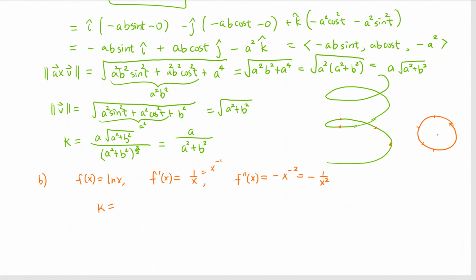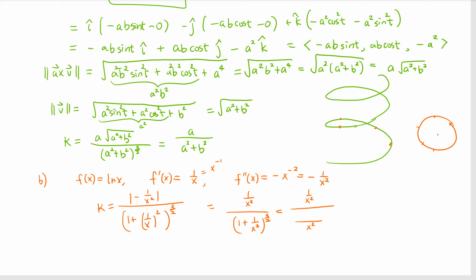Okay, so curvature is the absolute value of the second derivative over 1 plus the first derivative squared, to the 3/2. Because of the absolute value, we get 1 over x squared here. We have 1 plus 1 over x squared, to the 3/2. Okay, we can simplify it.